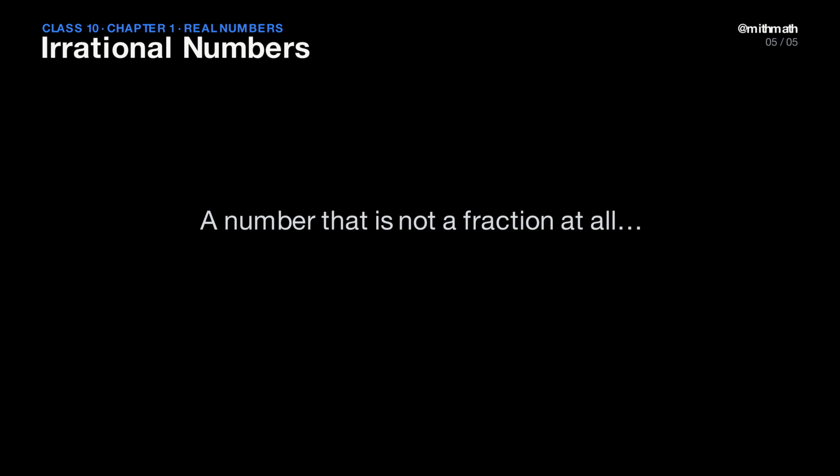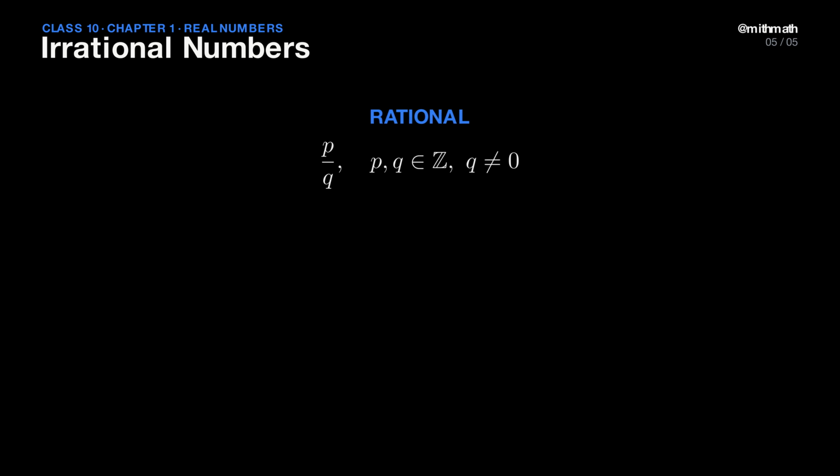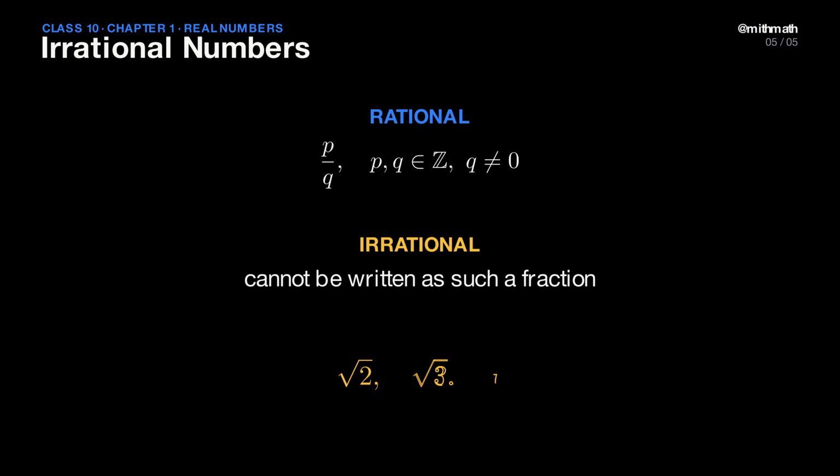Now for the chapter's final and most surprising idea: numbers that can never be written as a fraction at all. Recall, a rational number can be written as p over q, where p and q are integers and q is not 0. A number that cannot be written this way is called irrational. Square root of 2, square root of 3, and pi are all irrational.